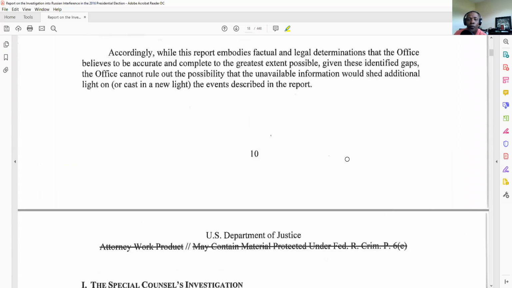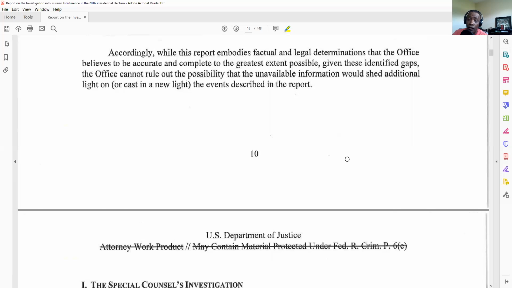Accordingly, while this report embodies factual and legal determinations that the office believes to be accurate and complete to the greatest extent possible, given these identified gaps, the office cannot rule out the possibility that the unavailable information would shed additional light on or cast in a new light the events described in the report.